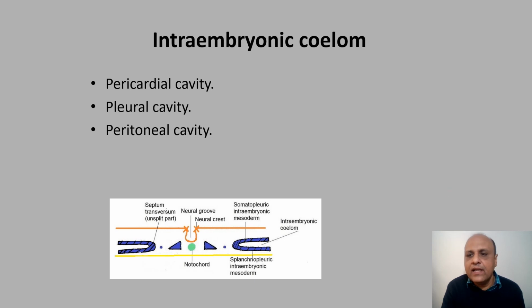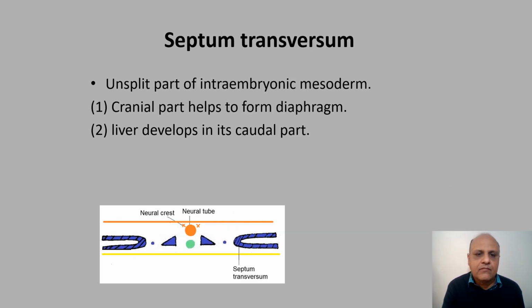peritoneal and pleural cavities. Now the unsplit part of intraembryonic mesoderm, this unsplit part of the lateral plate mesoderm, forms the septum transversum. Its cranial part helps to form the diaphragm, while liver develops in its caudal part. So diaphragm and liver develop in relation to the septum transversum, the unsplit part of the lateral plate mesoderm.